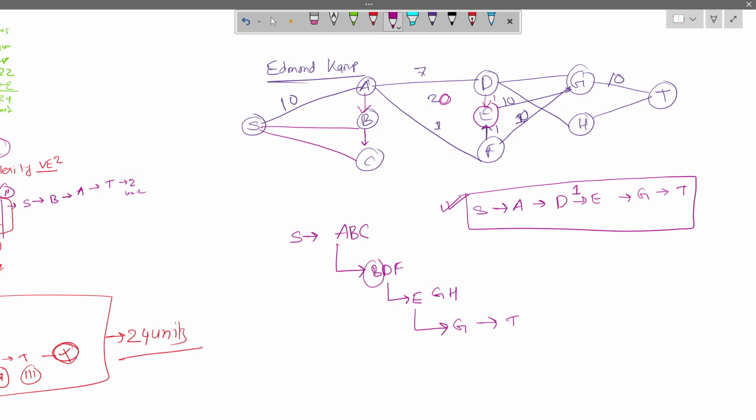This one is correct, with 10, 7, 1, 10, 10. This one is like this, and the maximum flow will be from here, like 1 unit.